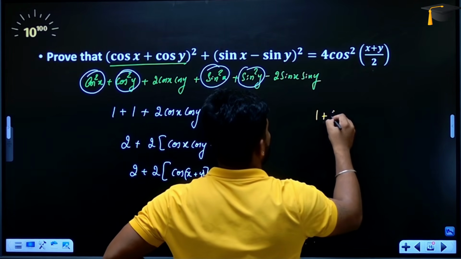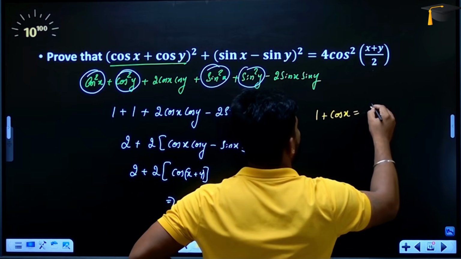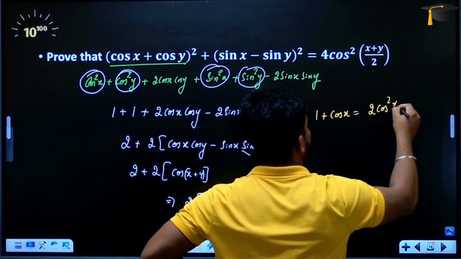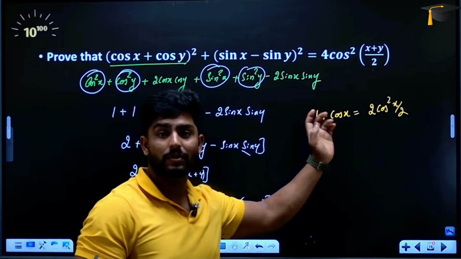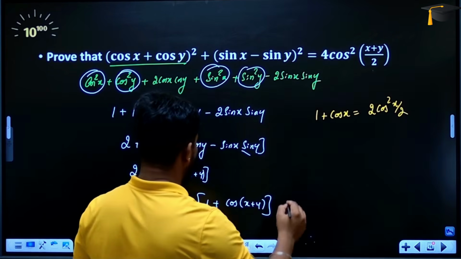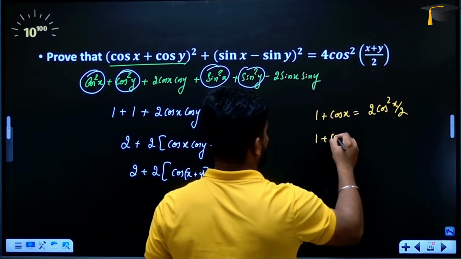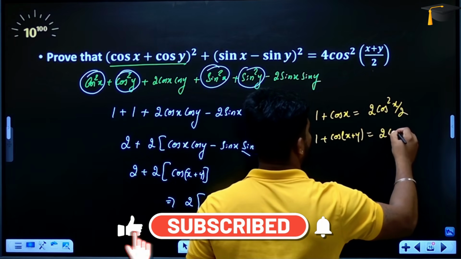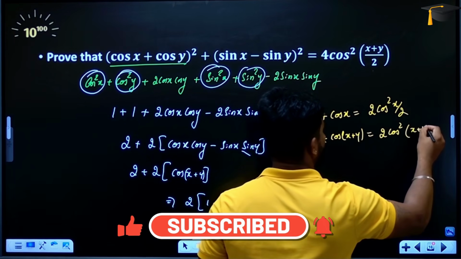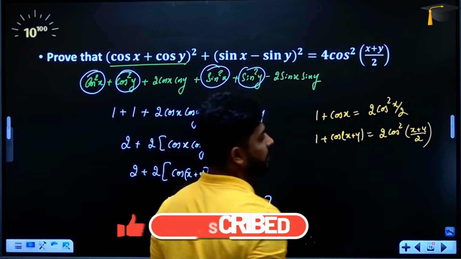1 plus cos x is equal to 2 cos square x by 2 is the formula. I have explained the half angle formula clearly in the one shot, please look at it. Now 1 plus cos of x plus y becomes 2 cos square of x plus y by 2.